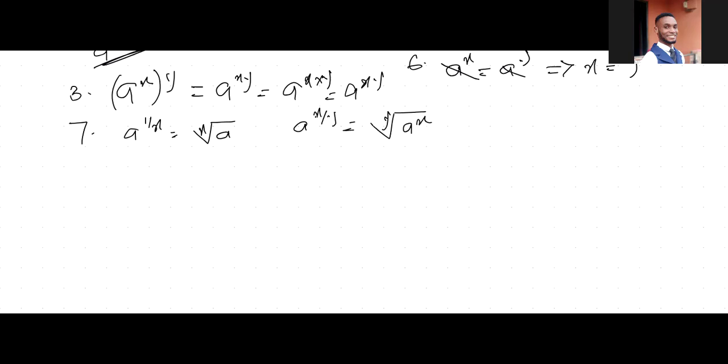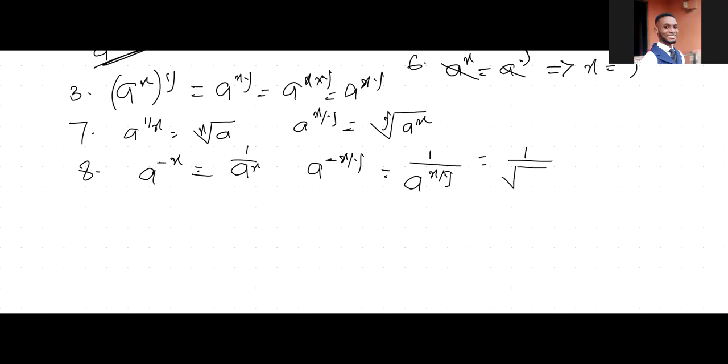Then finally, when you have a negative, let's say you have a raised to the power of minus x, it is the same as 1 over a raised to the power of x. Then also if you have a raised to the power of minus x over y, first of all, this minus as a power will give 1 over, an inverse, so inverse x over y. Then it will give you 1 over, and we make this denominator a root, then we have indices. Perfect. So these are basically the laws of indices.